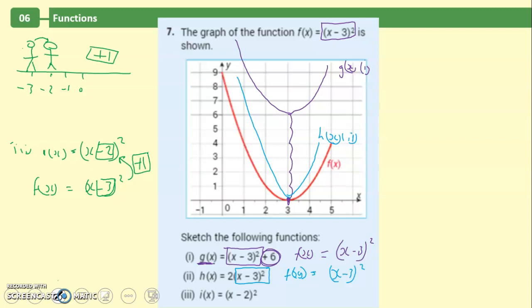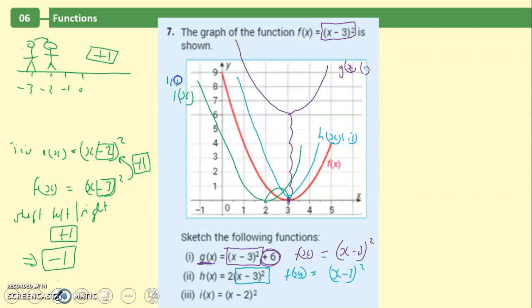When it's happening inside the brackets, we know it's a shift left or right on the x-axis. And the rule is plus 1, so we have to do the opposite of plus 1, so we're going to go minus 1. We're going to go in a negative direction. So we take the point and move it left 1. So hop it over to here, and now there's my transformed dot. Again, I finish it off by just drawing in my function. This is called i of x, and that's part 3.